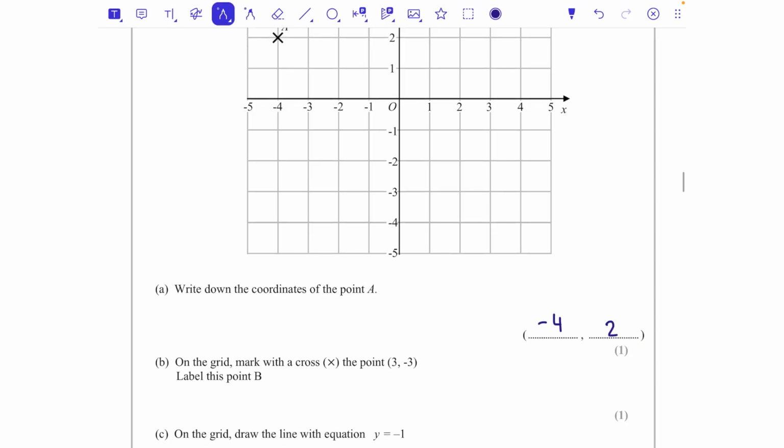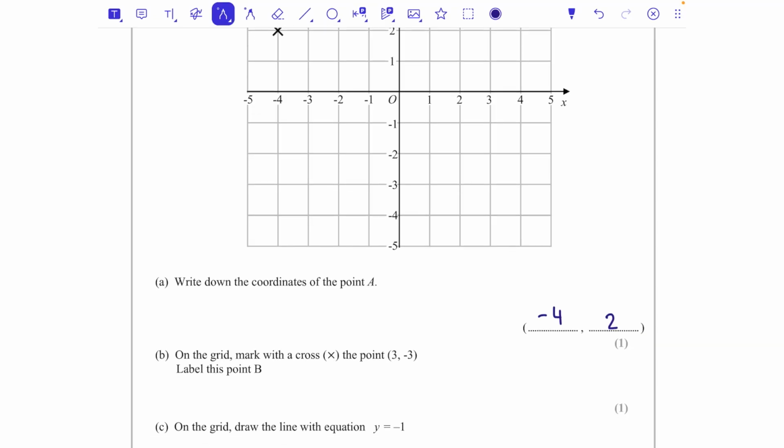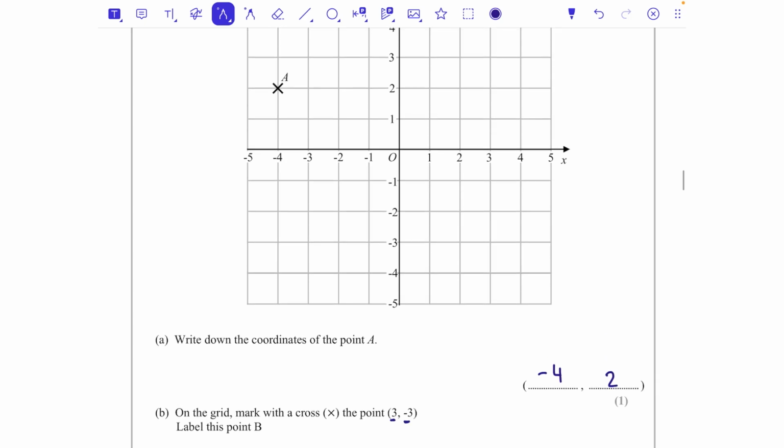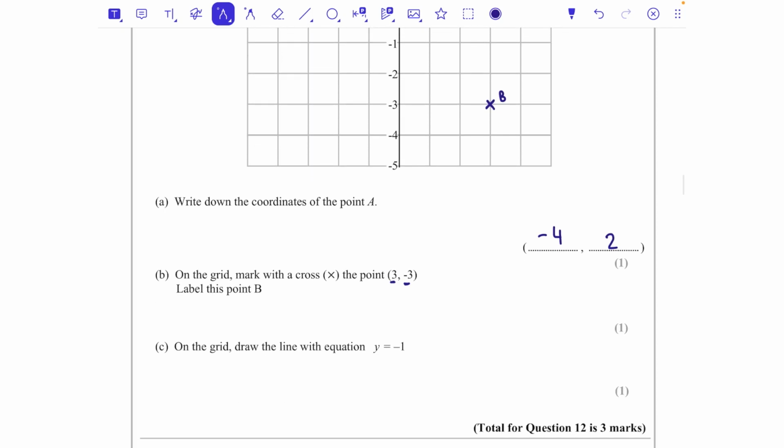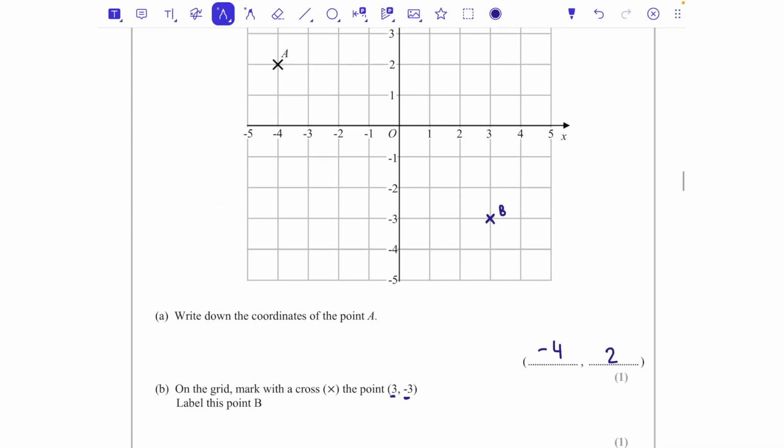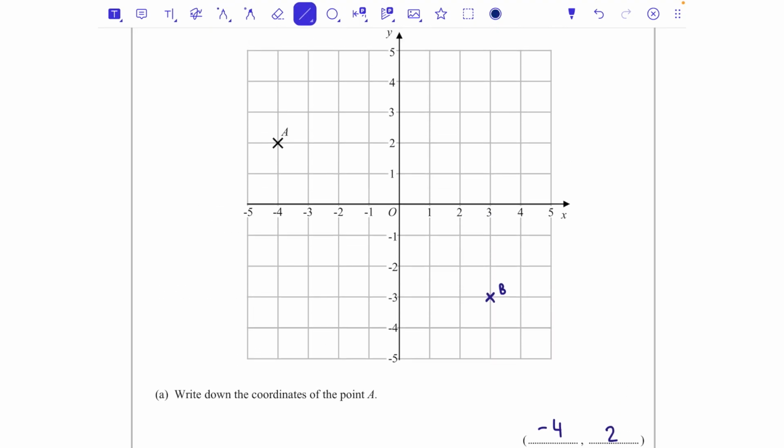We're then asked to, on the grid, mark with a cross the point 3, -3. Label this point B. So the first number is how much you're going across, and the second number is how much you're going up or down, here down. So 3, -3 is going to be over here, and we're going to label that with a B. Then for part C, on the grid, draw the line with equation y equals -1. Now y equals -1 is the line that goes through -1 on the y-axis.